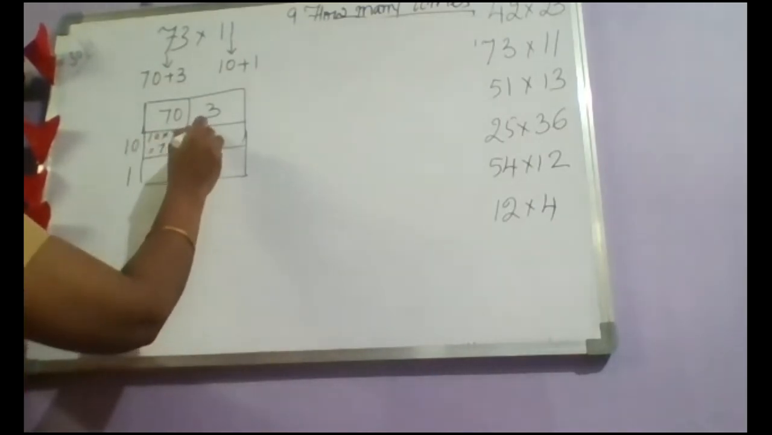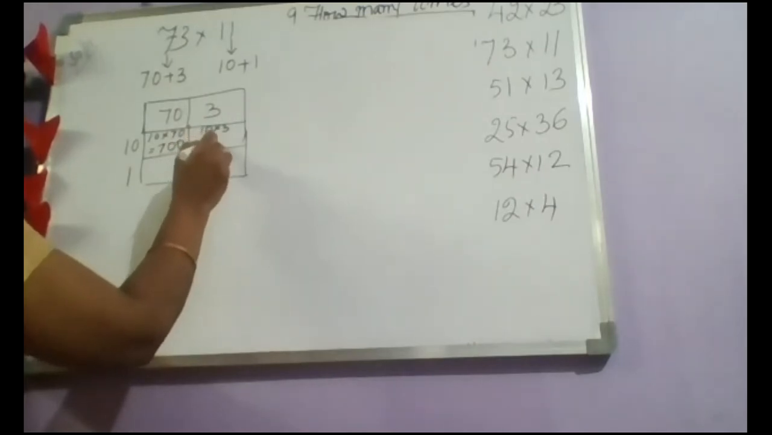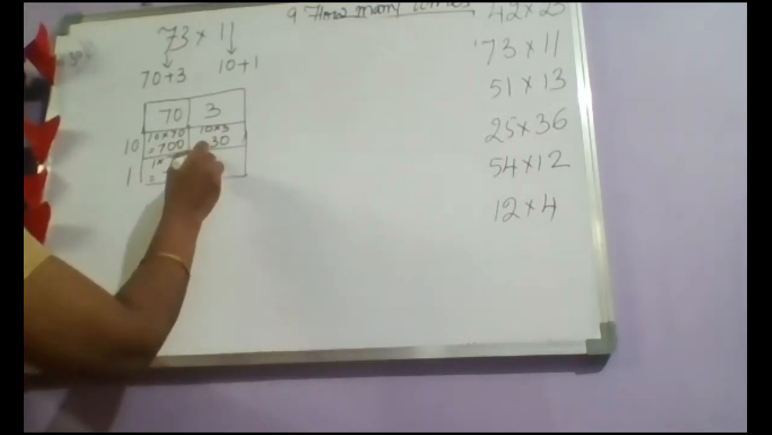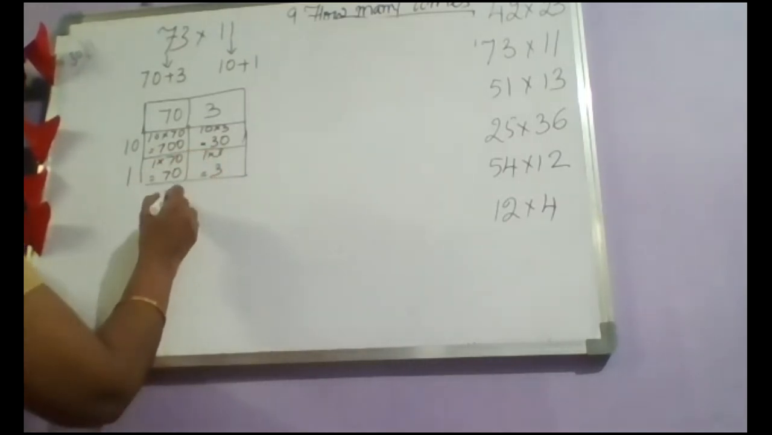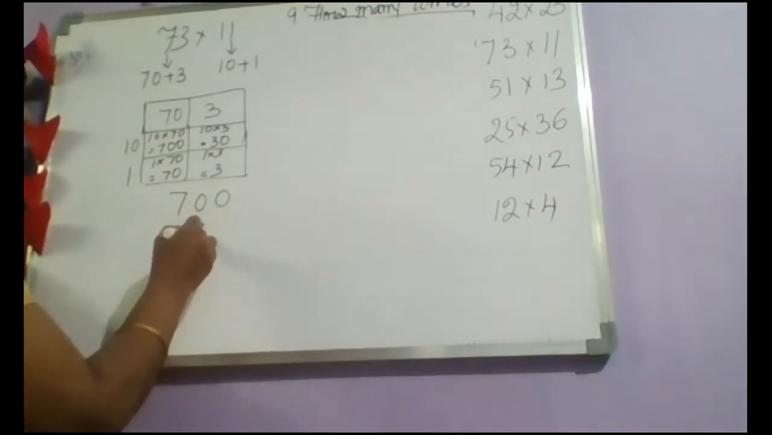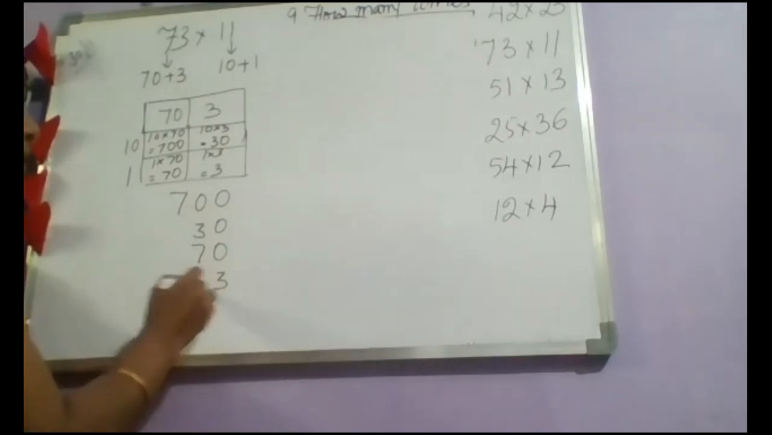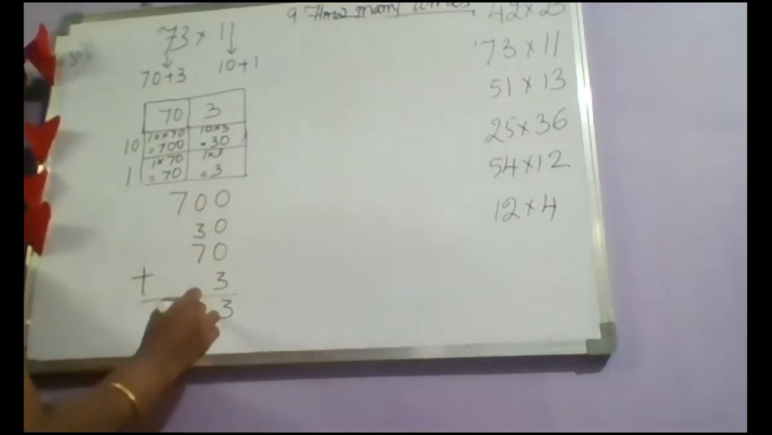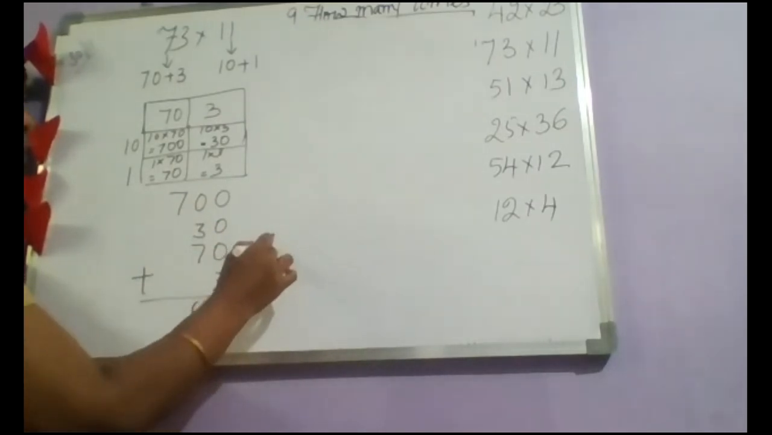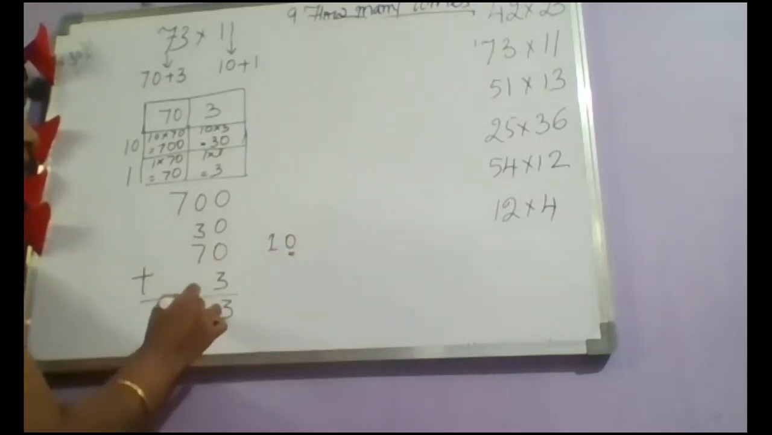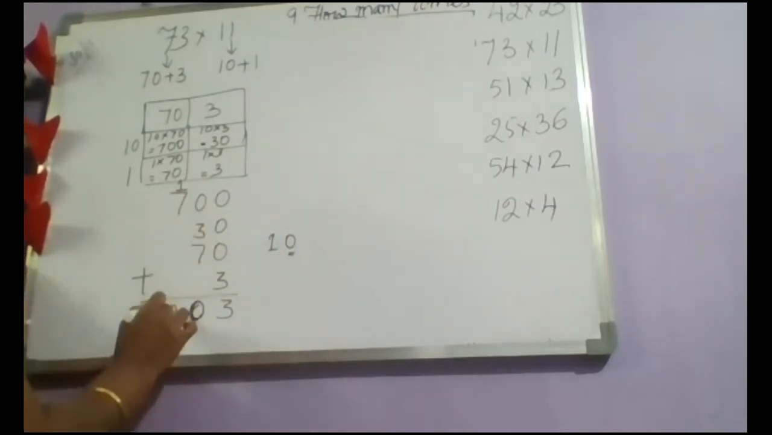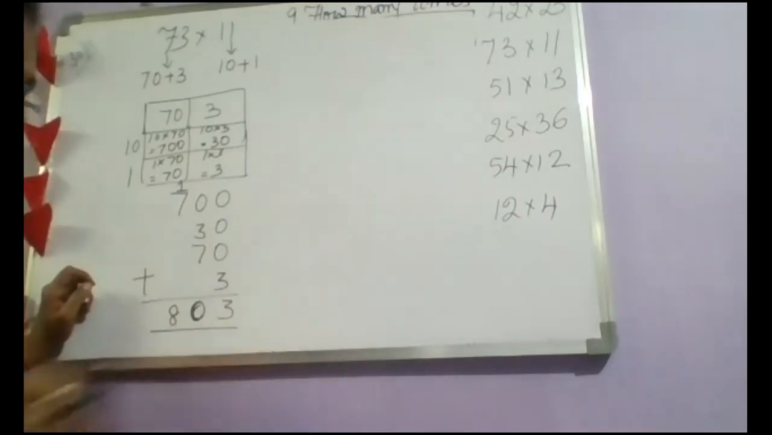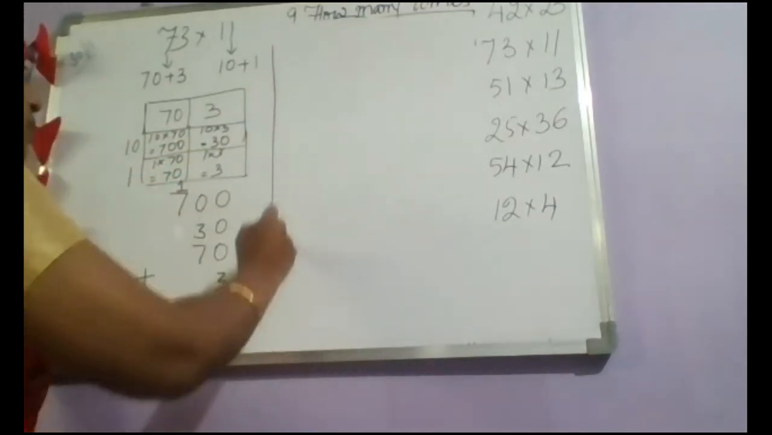Next, 10 into 3, 30. 1 into 70, 70. 1 into 3, 3. Add all this: 700 plus 30 plus 70 plus 3. Add. 0 plus 3 is 3. 3 plus 7 is 10, 0 here and 1 carry. 1 plus 8, additions you know very well, I did not explain. So 803. Right?